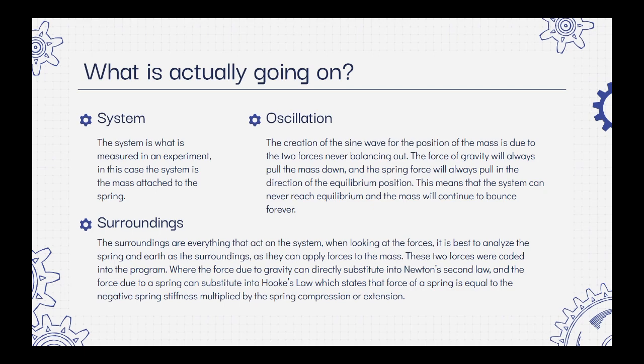The oscillation that's going on over here. The creation of the sine wave for the position is due to the two forces never being able to balance out. The force of gravity is always going to pull down on that spring, and will always be able to move it down. The spring force will always pull in the direction of the equilibrium position. So sometimes that's up, sometimes that's down. That's what creates that sinusoidal shape. This system will never reach equilibrium, and will continue to go back up and down forever, because it'll be trying to reach that equilibrium position forever, but it won't, because the gravity is pulling on it downwards.